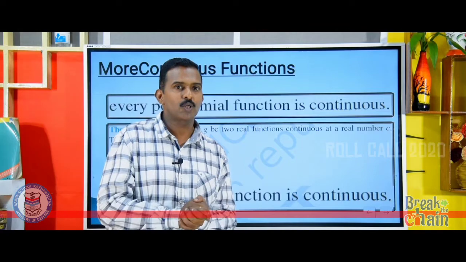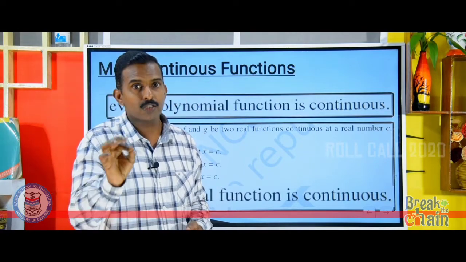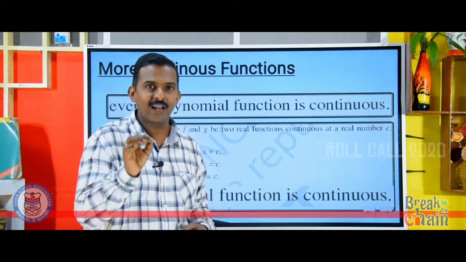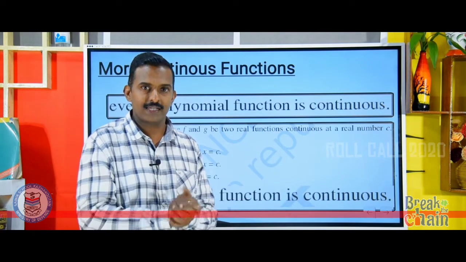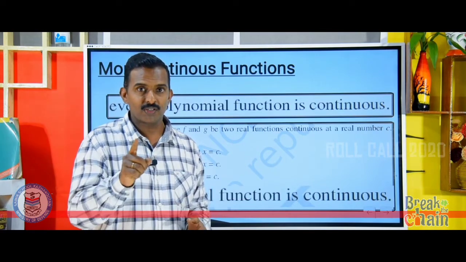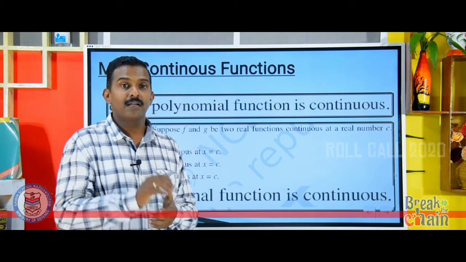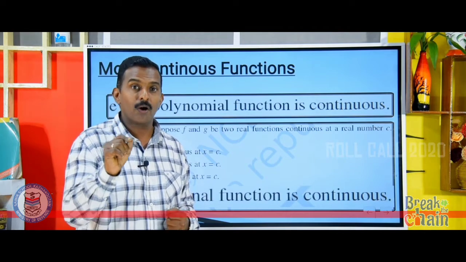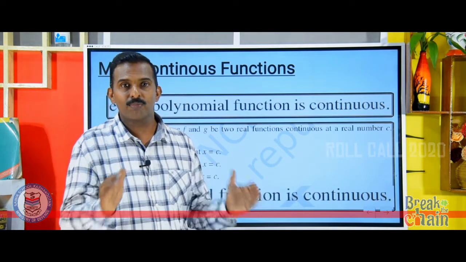But f by g you should be careful. F by g will be continuous in its domain, and the domain of f by g is all real numbers except where the denominator becomes 0. 1 by x is a continuous function. It can also be taken as f by g, but it is continuous at all points except where the denominator becomes 0, that is x equal to 0 is removed from its domain.